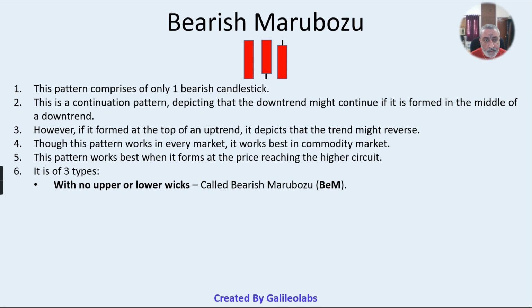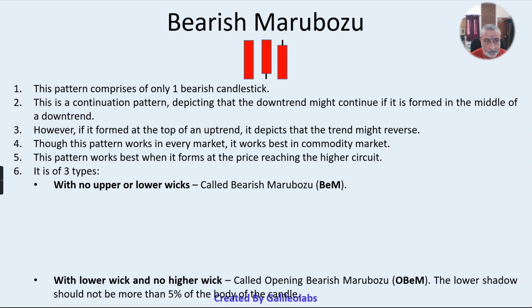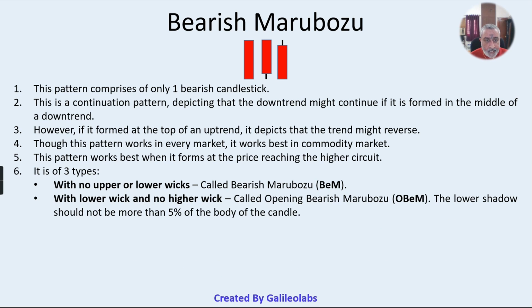The first one is with no wicks at all. That means there is no upper and no lower wick. So this is simply called bearish Marubozu, nothing else. The second one is with a lower wick and no higher wick. Now this is called the opening bearish Marubozu, wherein the lower shadow should not be more than 5% of the body of the candle. If it is more than 5%, then it will not be called a bearish Marubozu.